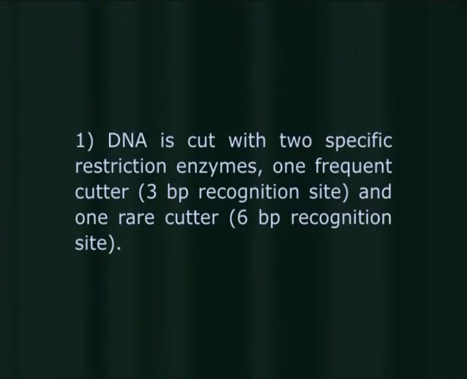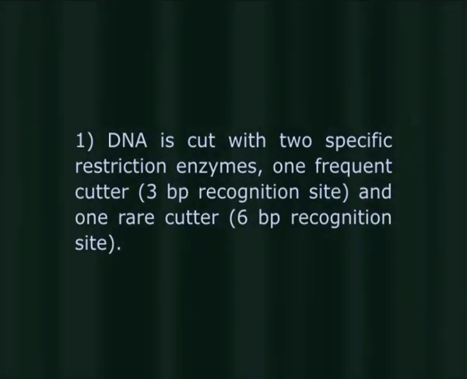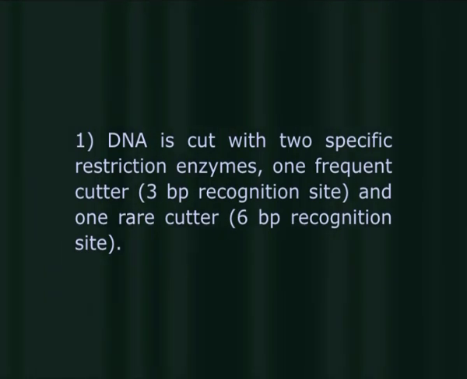AFLP is the latest form of marker-assisted selection and is a highly sensitive method based on the combined concept of RFLP and RAPD. This technique is applicable to all species, giving very reproducible results. The basis of AFLP is the PCR amplification of restriction enzyme fragments of genomic DNA. DNA is cut with 2 specific restriction enzymes, 1 frequent cutter, 3 base pair recognition site, and 1 rare cutter, 6 base pair recognition site.